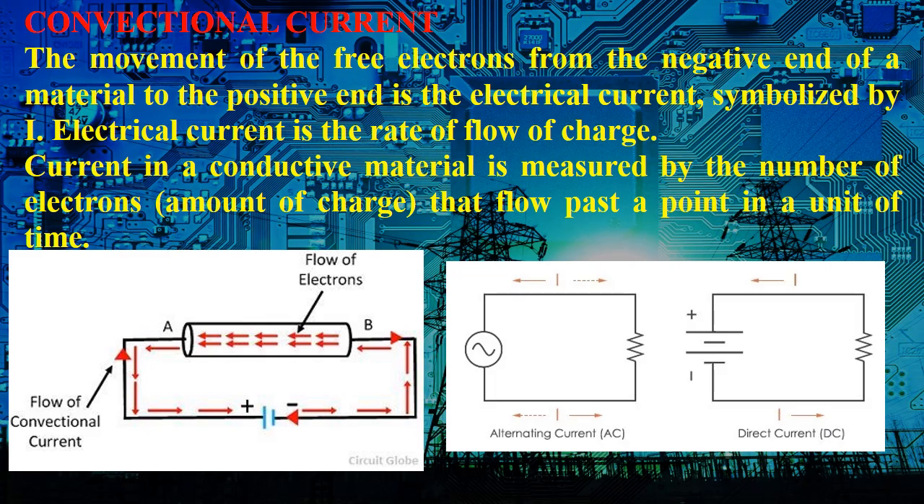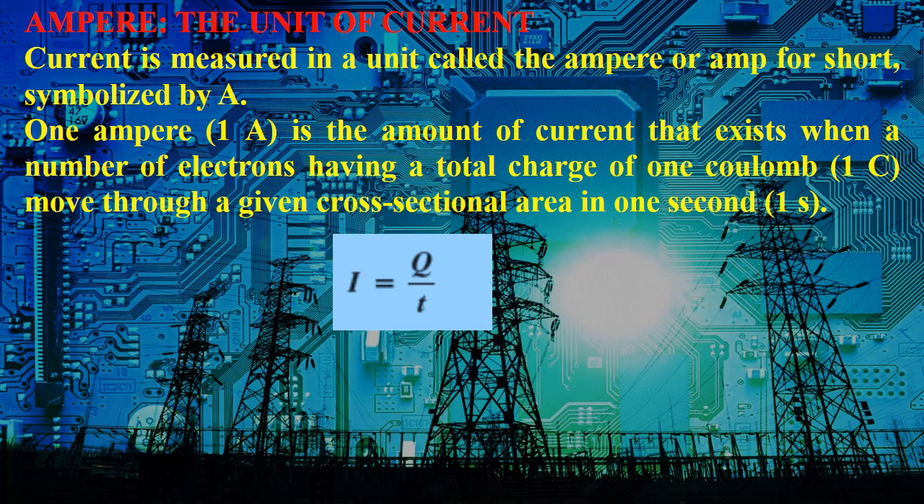Current in a conductive material is measured by the number of electrons, the amount of charge, that flow past a point in a unit of time. Another thing is we have two types of voltage sources, also two types of current sources. AC current: the current changes direction periodically, so that's why we say AC, alternating current. DC flows only in one direction, negative to positive. And the conventional current is from positive to negative. So this is the difference between AC and DC. DC does not have frequency, AC has frequency because of its alternating nature.